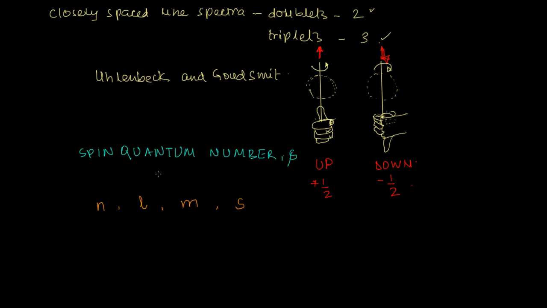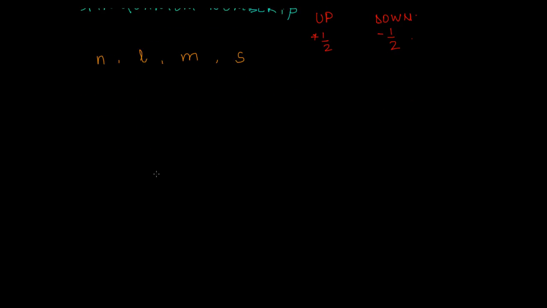Now, if that is the case, let me go back and start once again. So this is N, this is L, this is M, and this is S, right? Now let us start. When N is equal to 1, what is the value of L? It goes only to 0, and the magnetic quantum number will also be 0. S has two values, plus half and minus half.